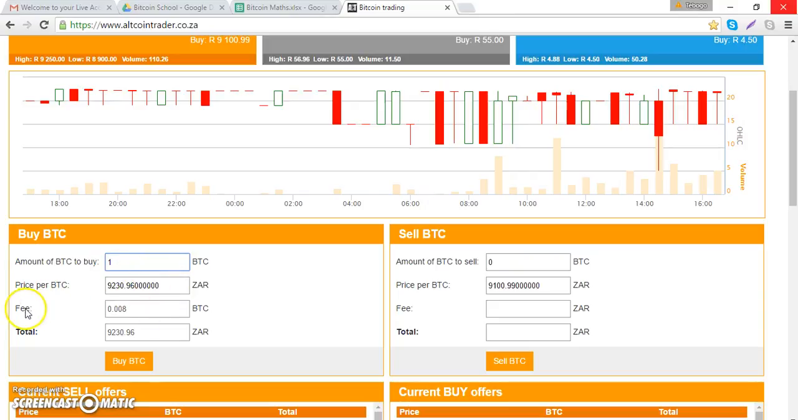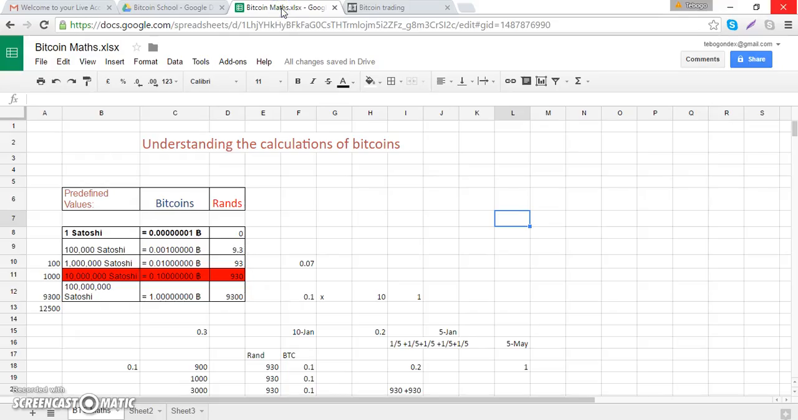But also it charges you a fee of 0.08 of the Bitcoins. And so in total you will have to pay 9230.96. So that's the amount that you pay. But now remember, you're not buying a full Bitcoin. Remember from our BitMath, you only have 150 Rand.